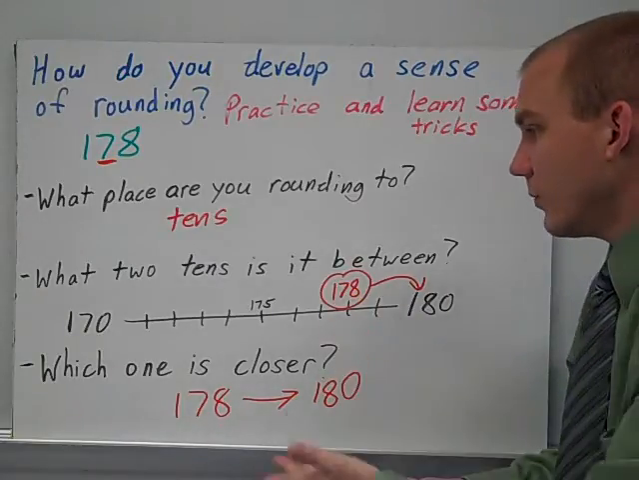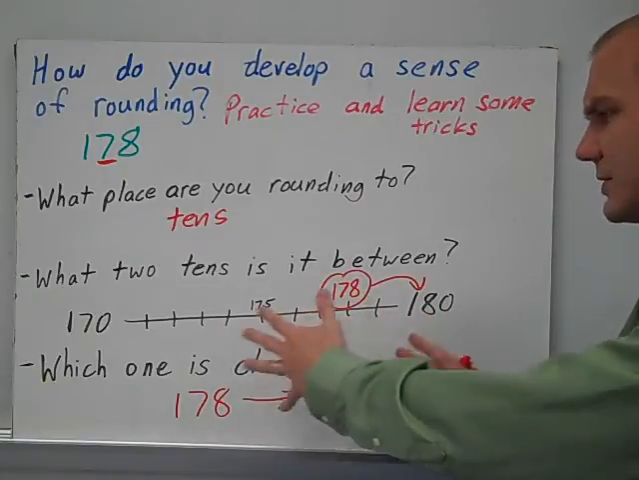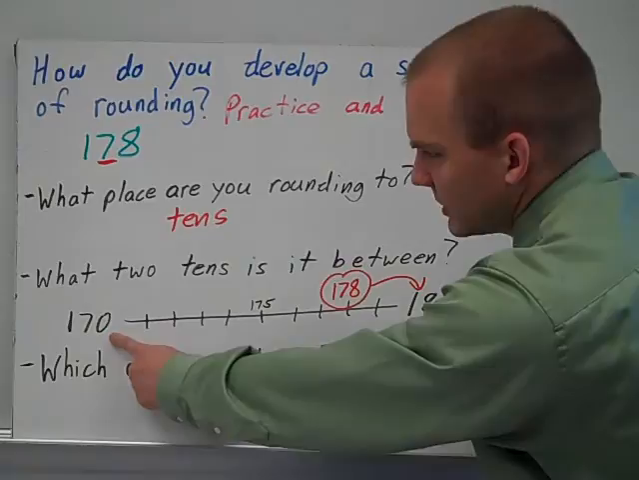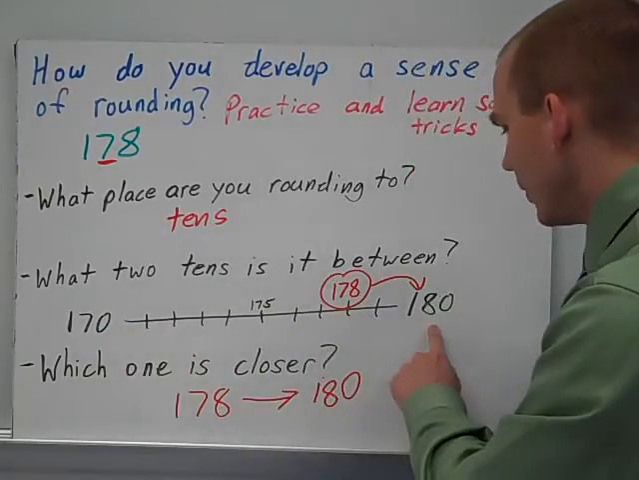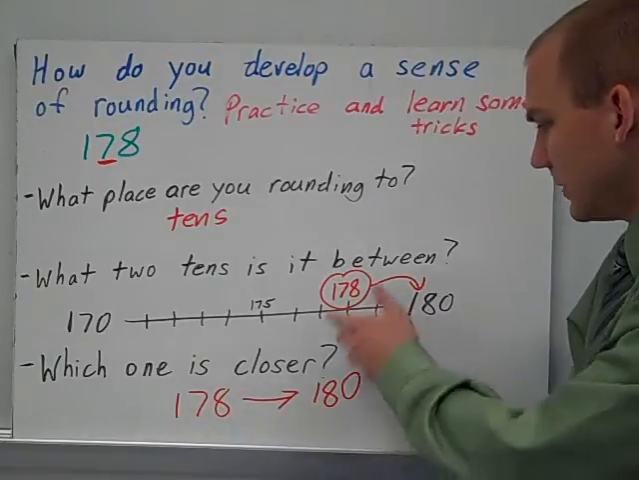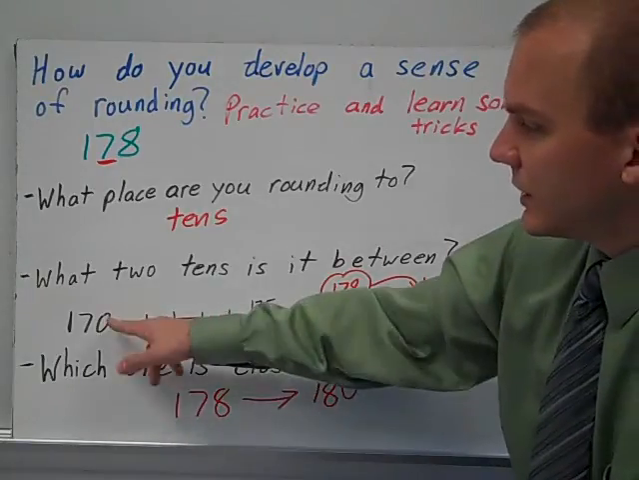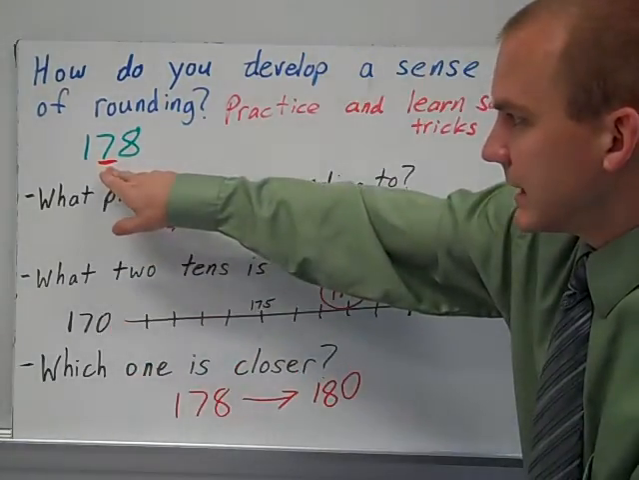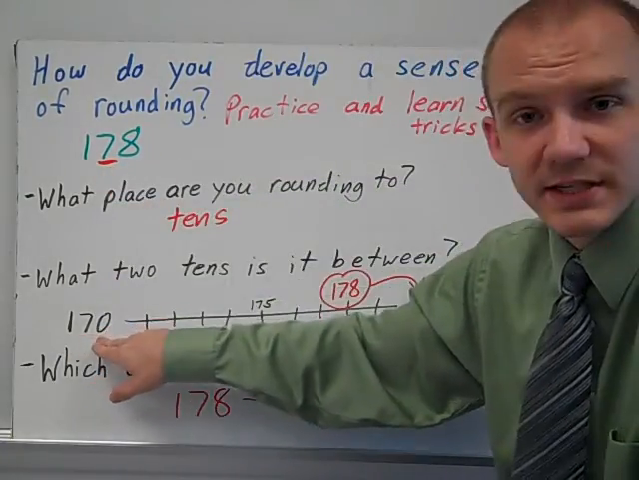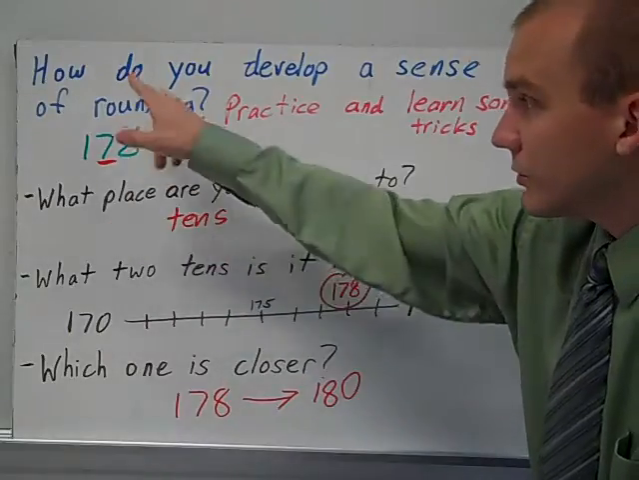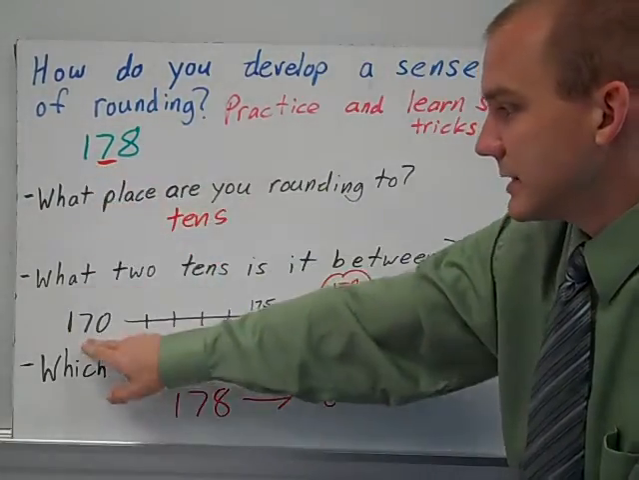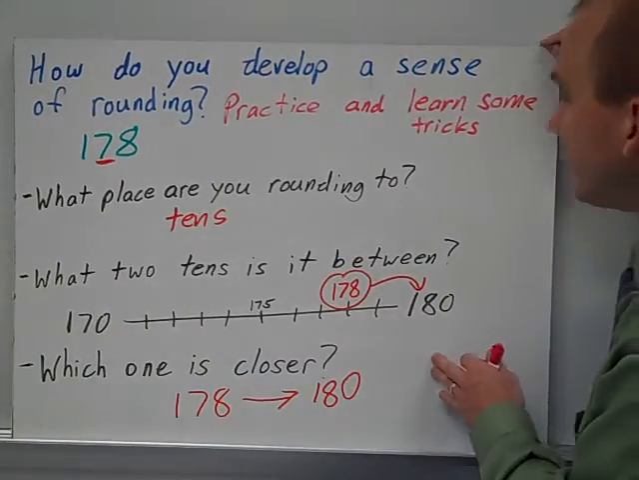Number lines are a great way to be able to tell, oh, is it closer to this 10 or to this 10? And note, we start out with two choices. It was either going to be 170 or 180, because 170 would be a lower 10, and then 180 would be the next higher 10. You get these choices from looking at that tens place. It was a 7, so if I kept that the same, it'd be 170. And then if I increased it, it would be 180. So you either keep that tens digit the same or increase it.